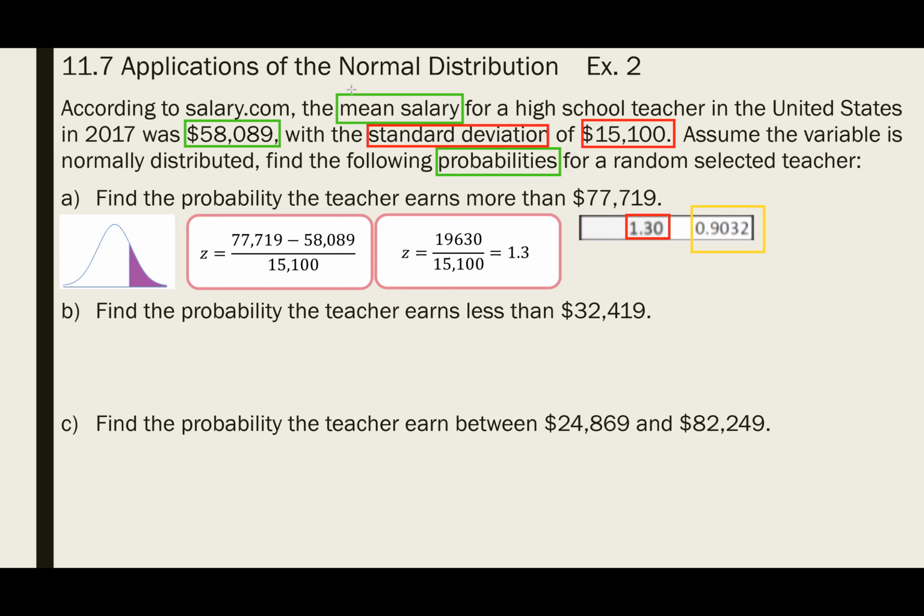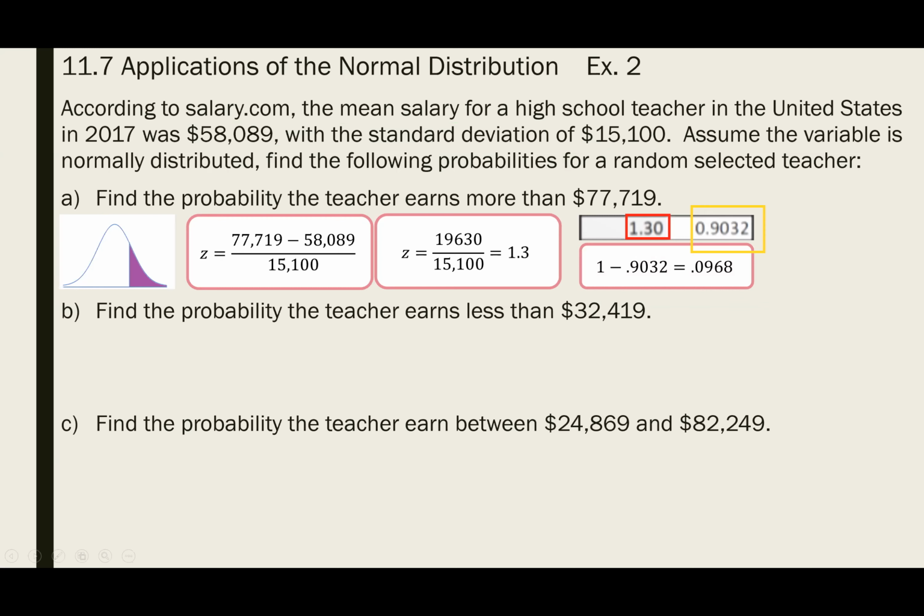Now, what do I do with this number here? Do you agree that we're looking for the item on the right? And if we're looking for the item on the right, we cannot just say, that's my answer. We need to take 1 minus that area.